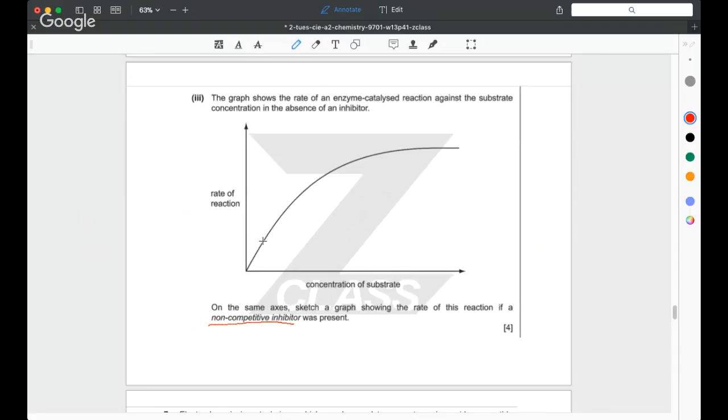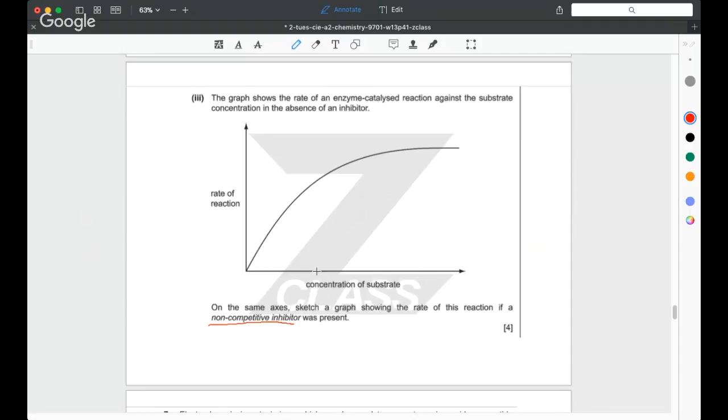So we're expecting the rate of reaction to be lower, a graph to be at a lower value on the rate of reaction axis. Now, the reason this is plateauing is because as you add more and more substrate, all the active sites have got filled up. So you eventually reach a plateau, and no matter how much more substrate you add, it doesn't matter, because all the enzyme active sites are already saturated with substrate.